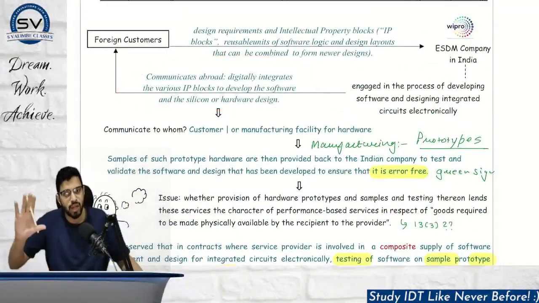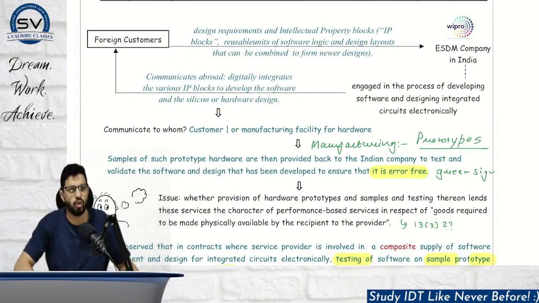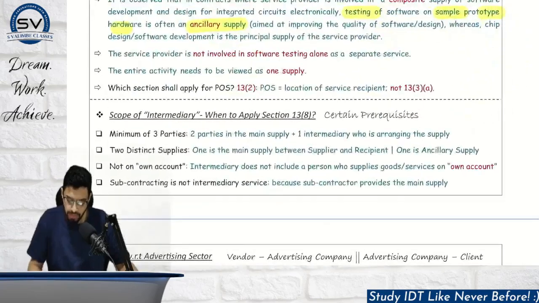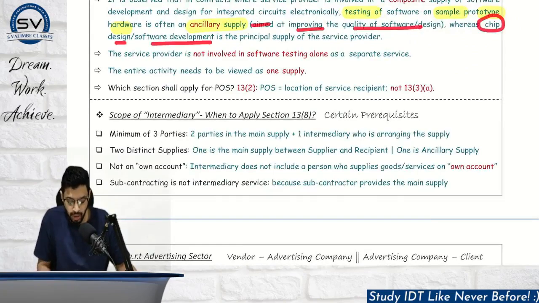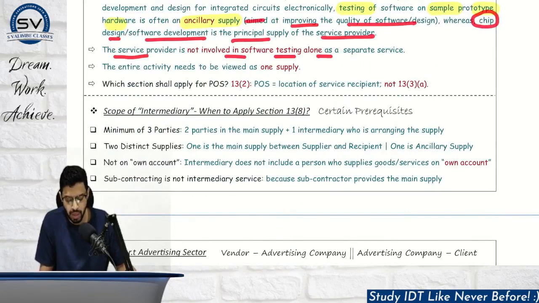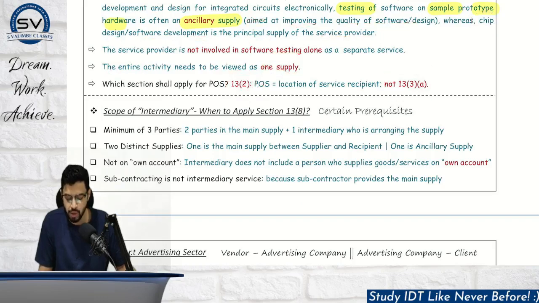The testing was done only for the purpose of satisfaction of the foreign client that is asking, just check it once. If it is okay, then we will go for the 100% production. So this testing is aimed at improving the quality of the software, whereas chip design and software development, this part, is the principal supply. Hence, the service provider is not involved in software testing alone. The entire activity has to be viewed as one supply. Hence, we will apply 13.2, not 13.3a. That was your performance-based services.